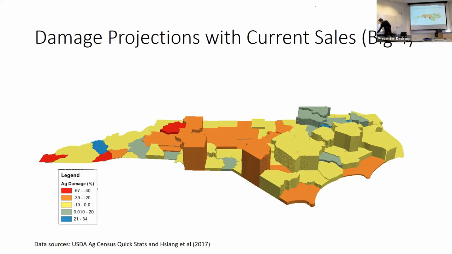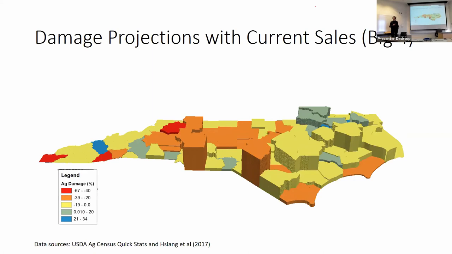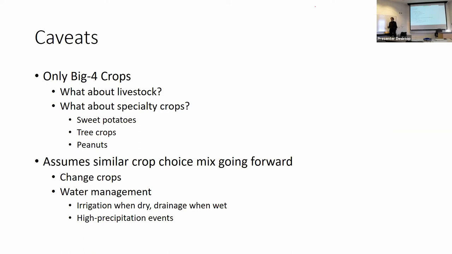So a lot of caveats in these projections, but the point I'm trying to make is that there's potentially big changes. So what are some of the caveats? Well, we do a lot of livestock here, and specialty crops. Now I argue that specialty crops tend to be grown in more niche areas. That's why they're specialty crops, right? The big four are spread across the whole world because they're pretty resilient to a variety of things. We haven't looked at exactly what's going to happen in tree crops or peanuts or sweet potatoes, but I suspect there's going to be equally problematic changes.